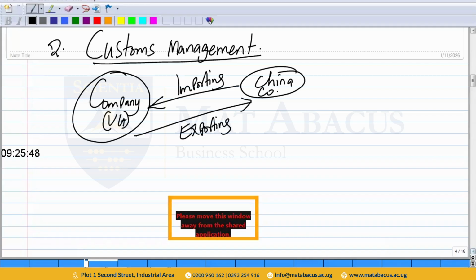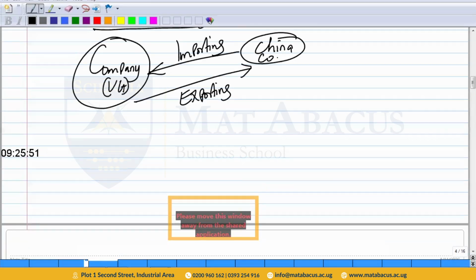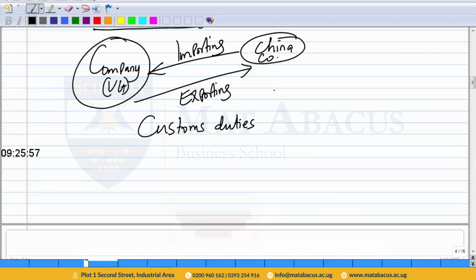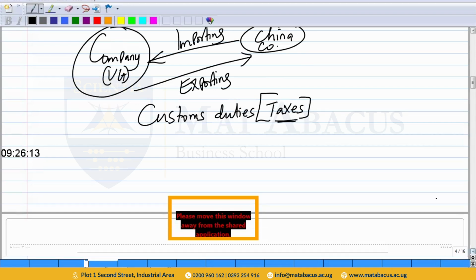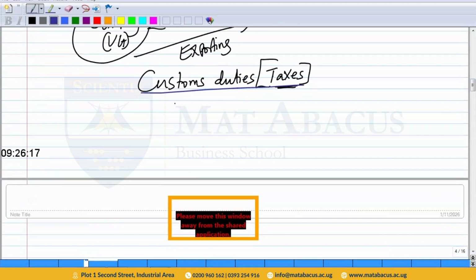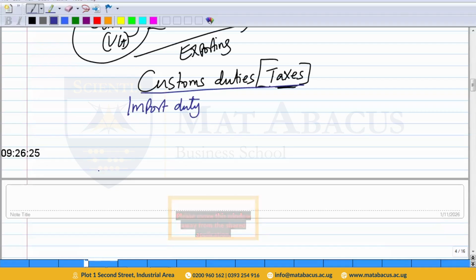So what we shall look at here is, what are the customs duties? Customs duties is what the layman calls the taxes when you are importing or exporting. So what taxes are you supposed to pay? That's what is under customs. Some of the taxes, we have what you call import duty. When you import goods, you pay import duty. So we're going to see, how do you compute this import duty?